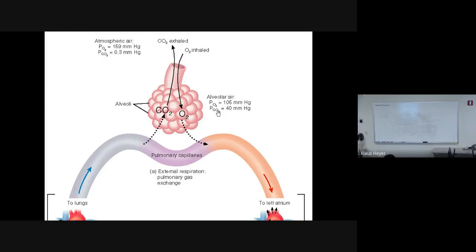If you look at carbon dioxide, it's going the opposite direction. In your lungs, the pressure of carbon dioxide is 40. And the partial pressure outside in the air is like 0.3. So it wants to go from higher to lower. So the carbon dioxide wants to leave your lungs. And that's how it's going to get into your blood.